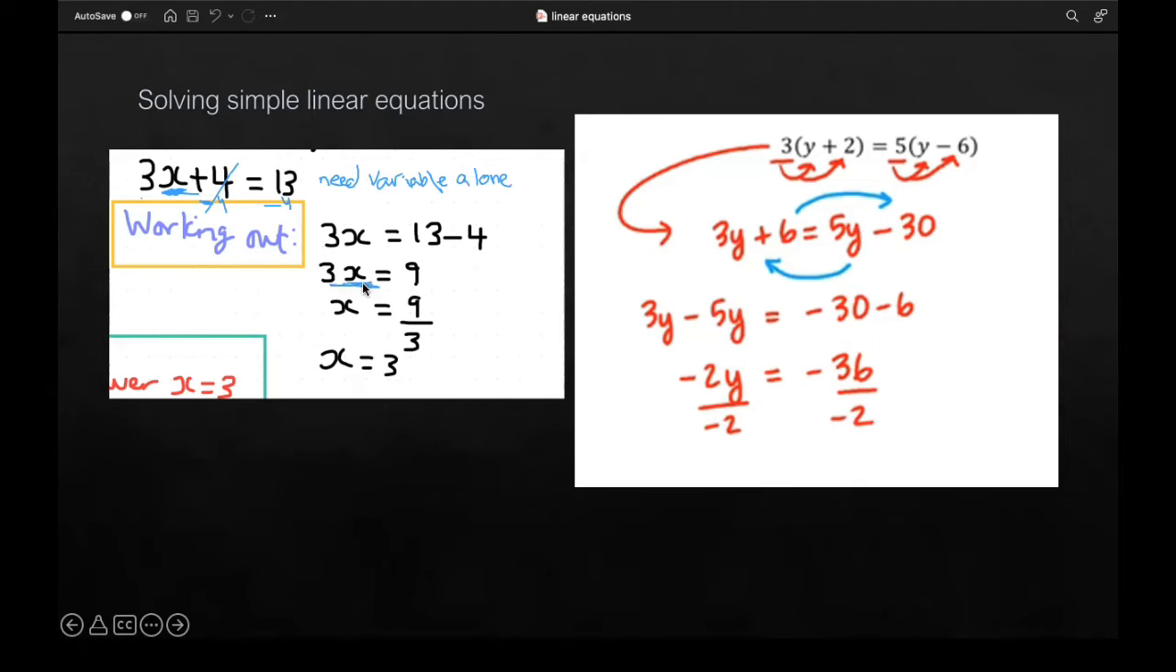Leave the x alone, always leave the variable alone, and this is done by dividing by 3 on each side of the equation. And so we get x equals 9 over 3, which is 3. Simple, right? What about when we're given brackets?